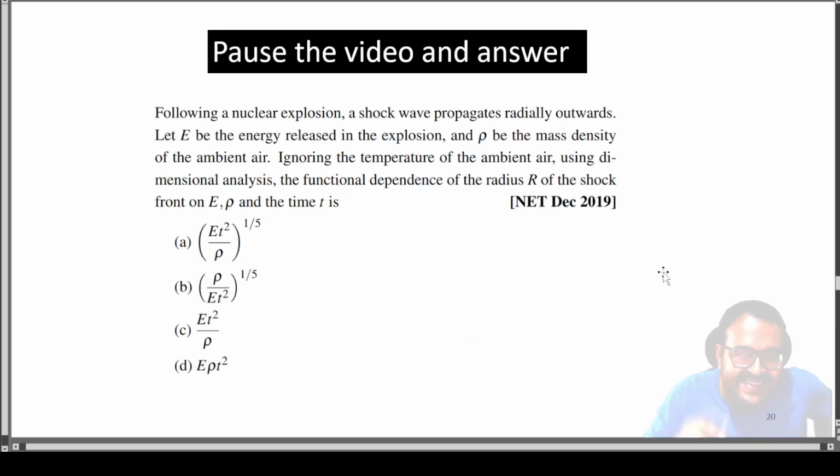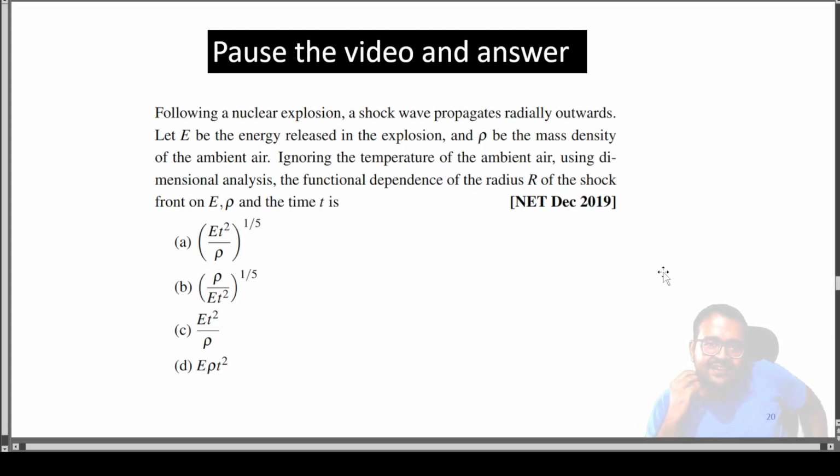So okay, now once again I give you an exercise. Just pause the video and think about it. And this was actually used previously. This problem is the mother of all dimensional analysis. Historically, this analysis was used before the atom bomb was actually tested. So following a nuclear explosion, a shock wave propagates radially outwards.